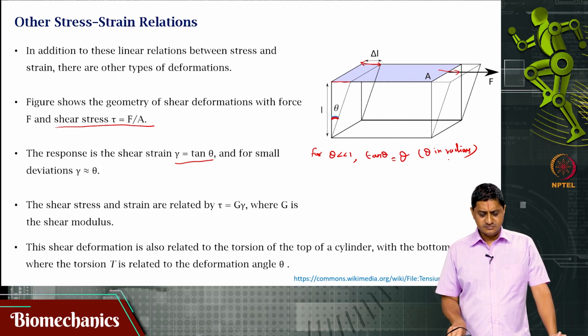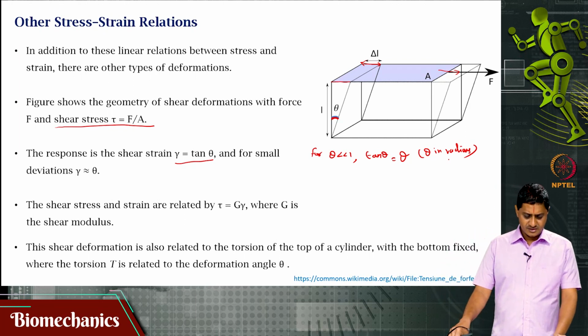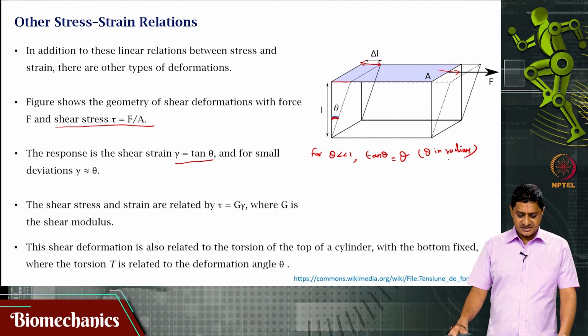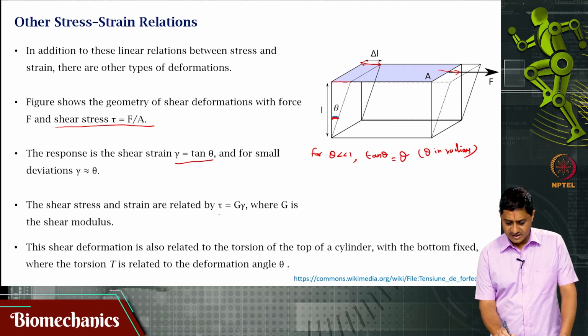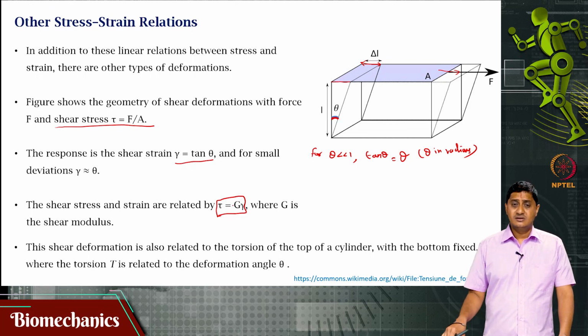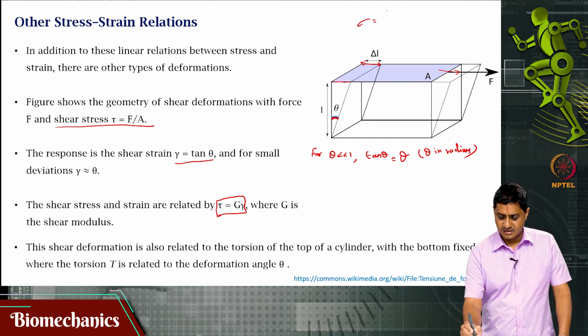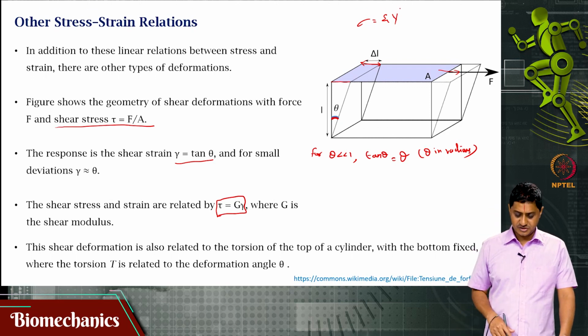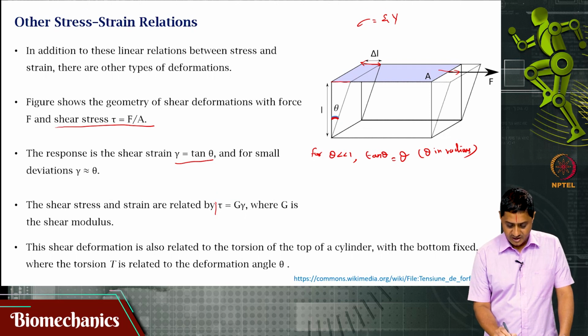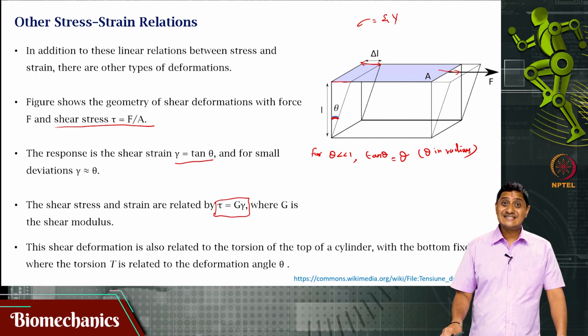but for deviations that are comparable to 1, then gamma is tan theta. Okay. And the shear stress and shear strain are related by this relationship. In the previous formulation you had sigma; here you have tau is equal to G gamma, where G is the shear modulus.